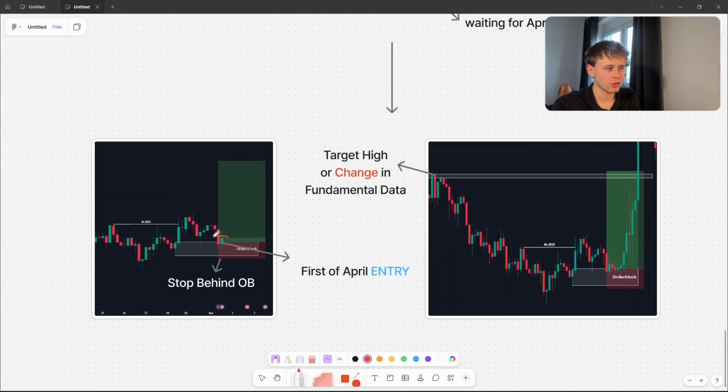Now, what happened? The entry happened as soon as we hit April. On the 1st of April, you can enter the trade. The stop is directly behind the demand zone. So the stop loss is based on my technical view of the market. And my target is this major swing high.